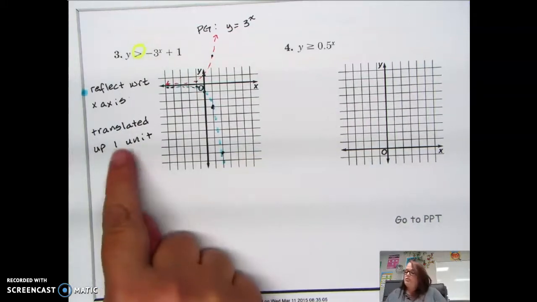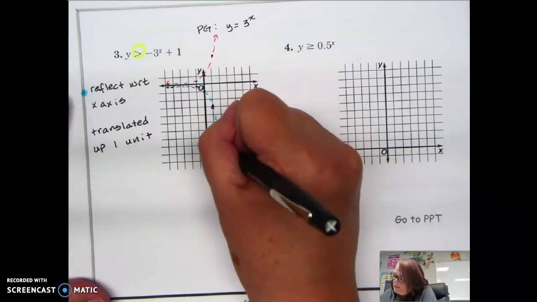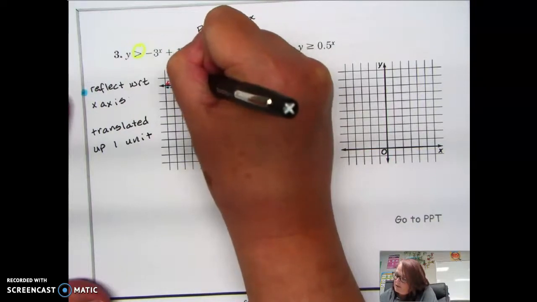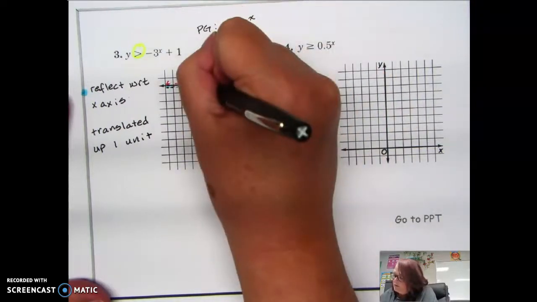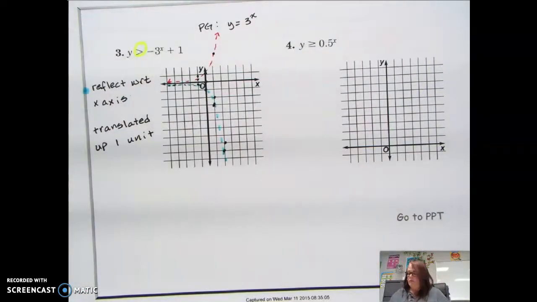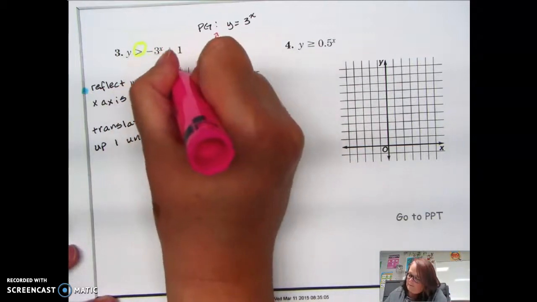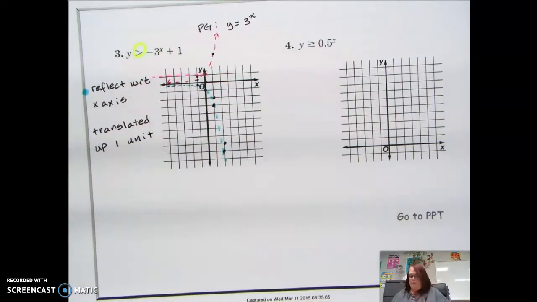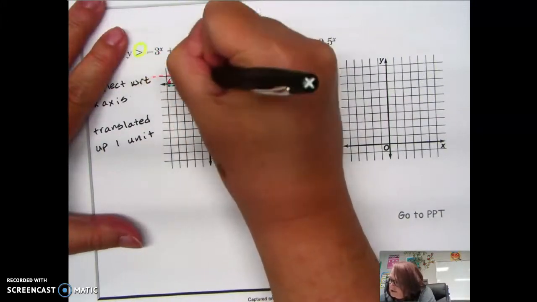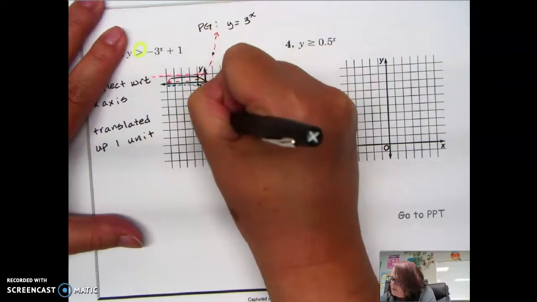Then if I translate that up 1 unit, every number in my graph goes up 1. So this goes up to 2/3 here, and this goes up to 0. Notice my new horizontal asymptote is going to be this line right here because I shifted up 1 unit. So we're going to have a line that gets close to the line y equals 1, but doesn't actually touch that line.